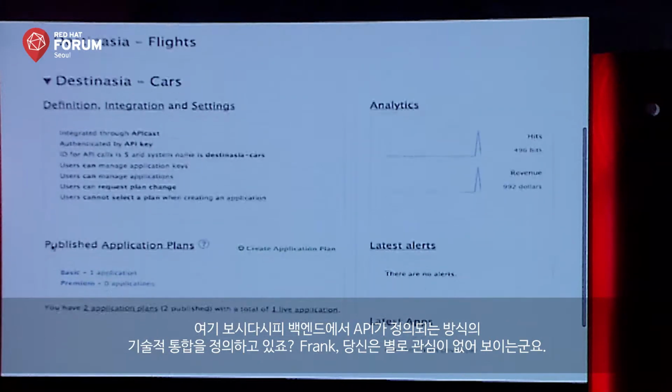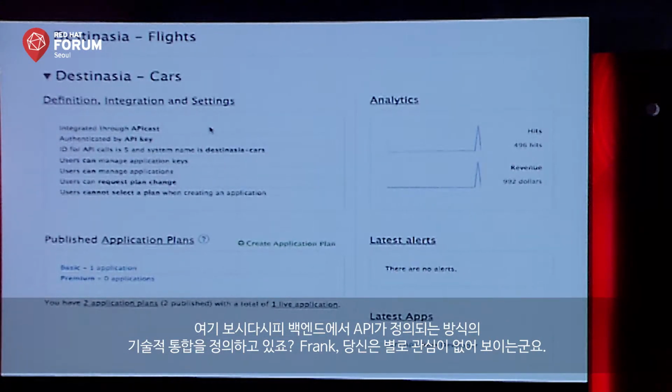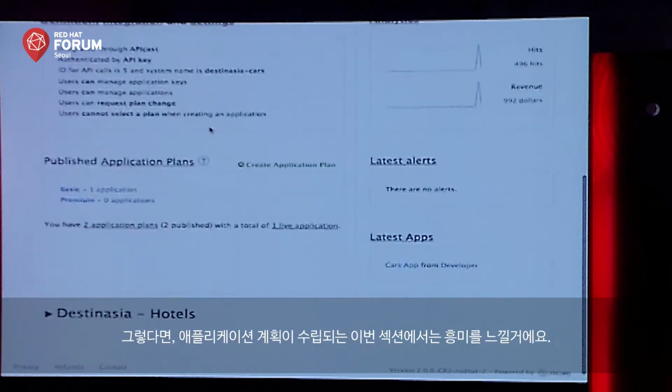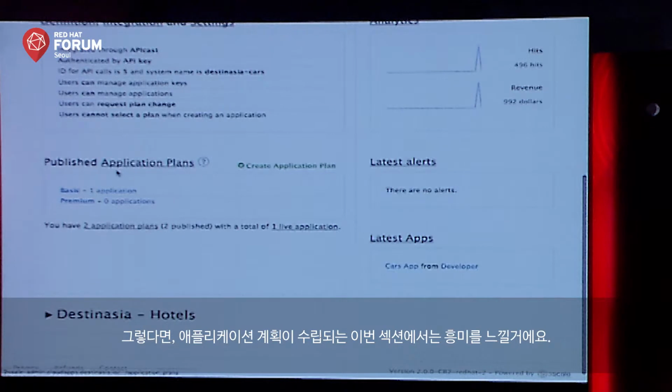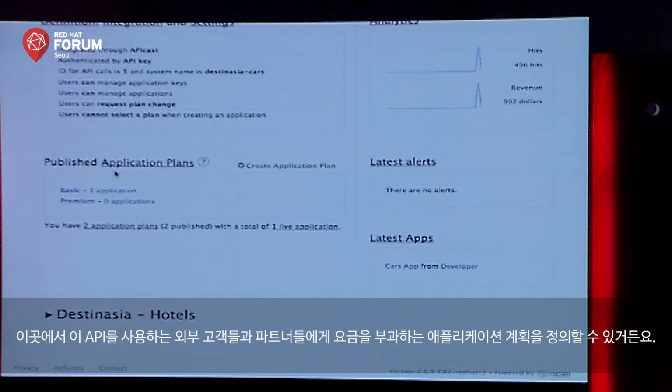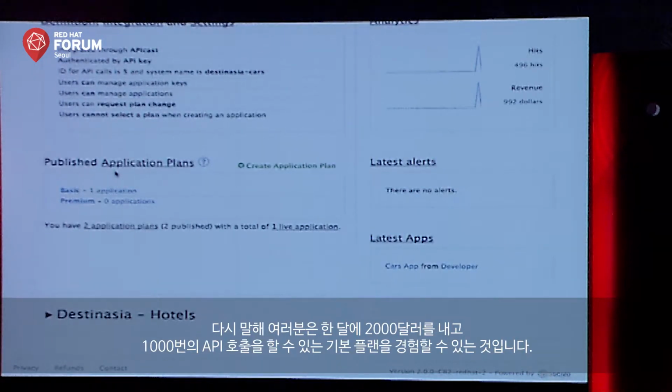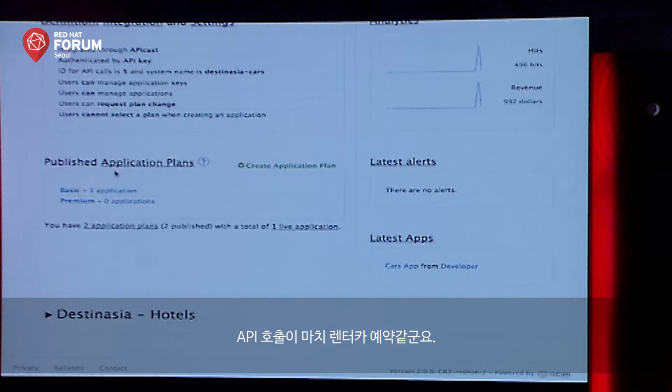So a couple of screens here, the one that you see right here, this just defines technical integration of how the API is defined at the back end. Not of a lot of interest to you, Frank. No. But what will be very interesting to you is this section over here on application plans. This is where we can define an application plan, which is a way that you charge your external customers and partners whenever they use an API. So something like a telco plan. So you can have, let's say, a basic plan where we say that for $2,000, you can make 1,000 API calls to this cars API in a month. So API call is like a car booking.